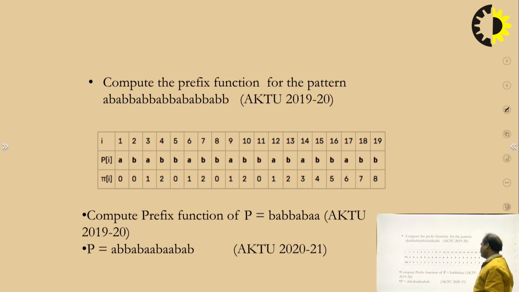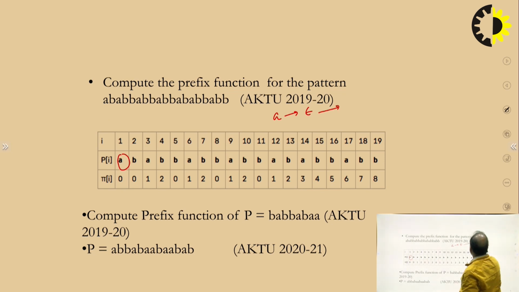So this algorithm is just computing the proper suffixes. This is also a very good example, and it has been asked many times in the AKTU. If you see here, this is the pattern and this is the prefix function. The prefix function is very important to compute for every KMP matching. The pattern is already given over here. If you take the part of this pattern which is A, its proper suffix is epsilon only.